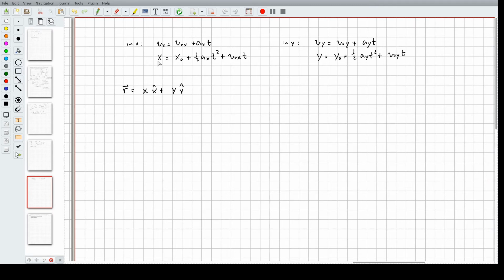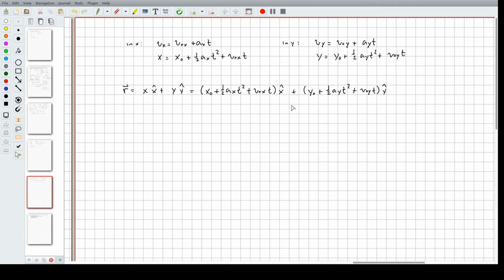Okay, now remember, x is your position along the x-axis, and y is your position along the y-axis, which means that I could plug in this for x and this for y right here. We're going to do exactly that. x naught plus 1/2 a_x times t squared plus v naught x times t. That's the x part. The y part looks like this: y naught plus 1/2 a_y times t squared plus v naught y times t. This is in the y hat direction.